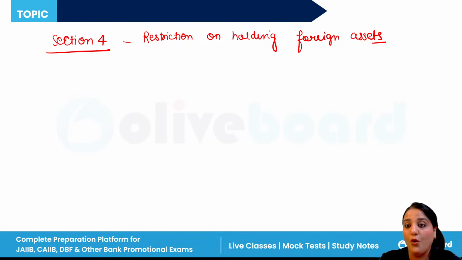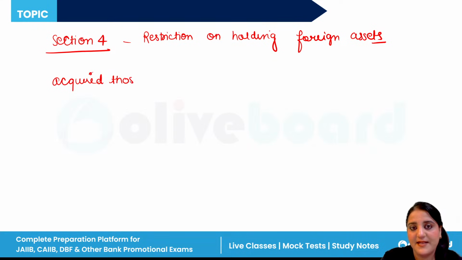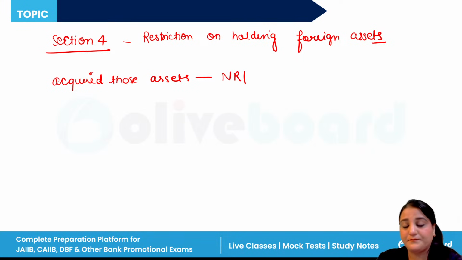Residents cannot hold foreign assets freely unless they acquired those assets when they were NRIs. So these are allowed, right? If they are using the Liberalized Remittance Scheme legally, that is also okay. How is it possible?